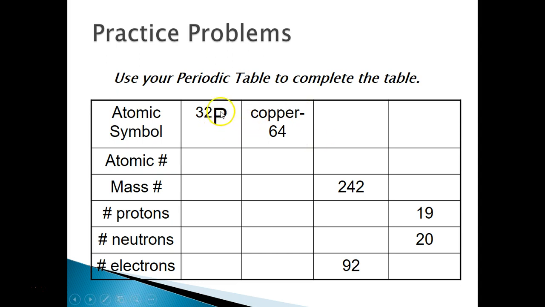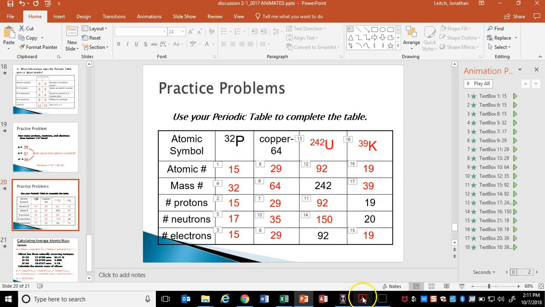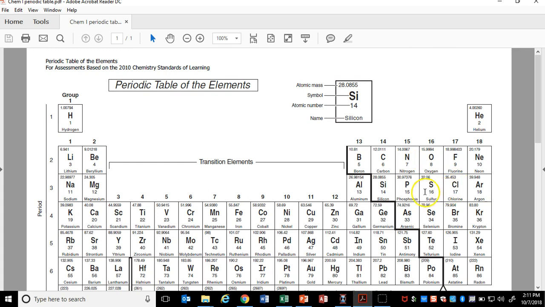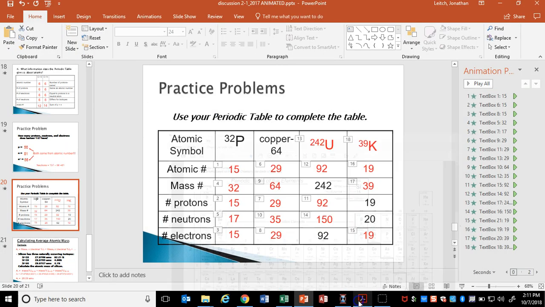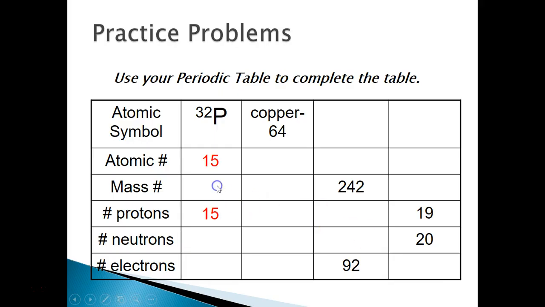Okay, so P32, this is phosphorus-32. Now we know this 32 is written to the top left of the symbol, so that is the mass number of this isotope. So the first thing we'll do is find the atomic number, which is 15. So that means we have 15 protons and 15 electrons.